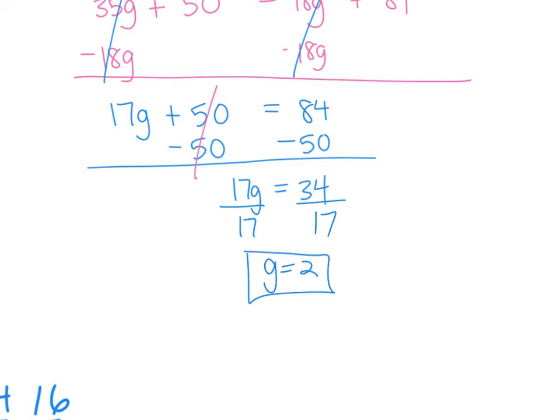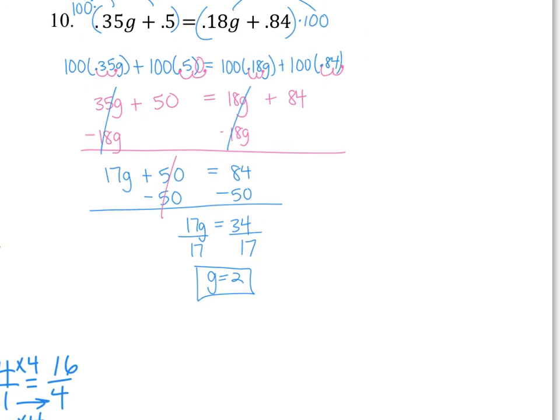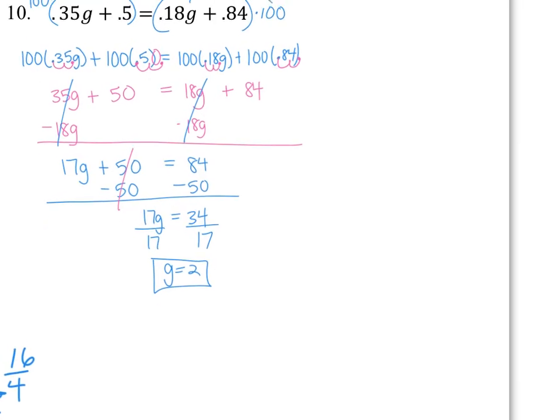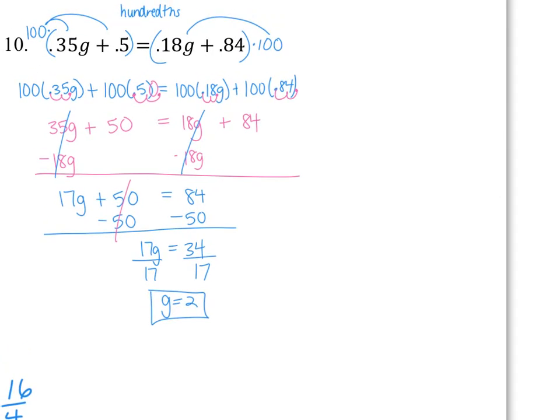Now we need to check our answer. Again, it has to go in the very original, not this one that we multiplied by and got some nice integers. So plugging it into the very original, wherever we see a g, we're going to put 2. So 0.35 times 2 plus 0.5, is that really equal to 0.18 times 2 plus 0.84?